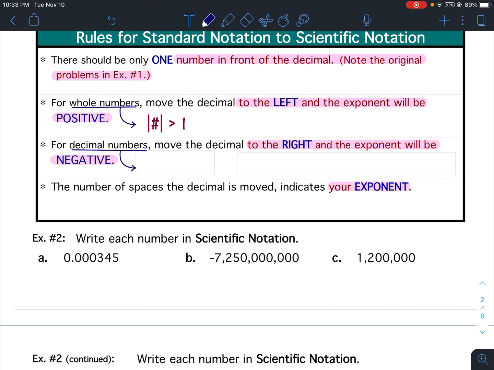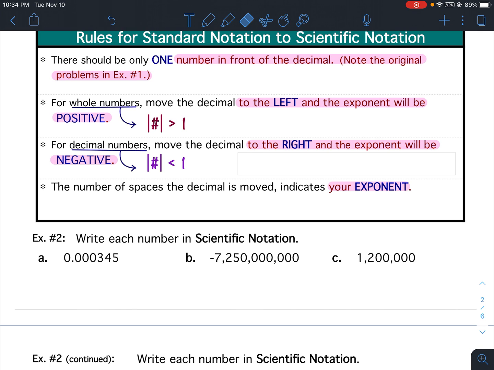But for decimal numbers, you're going to move the decimal to the right and the exponent will be negative. So again, I don't necessarily like to say decimal numbers either, because sometimes, for example, if we had 402.5, that's a decimal number, but that's going to have a positive exponent because that number is greater than 1. So a better or more accurate way of saying it is if the number is less than 1, it will have a negative exponent. So if it's greater than 1, it will have a positive exponent. Less than 1, it will have a negative exponent. And that's if you're taking the absolute value, so just ignore the negative sign.